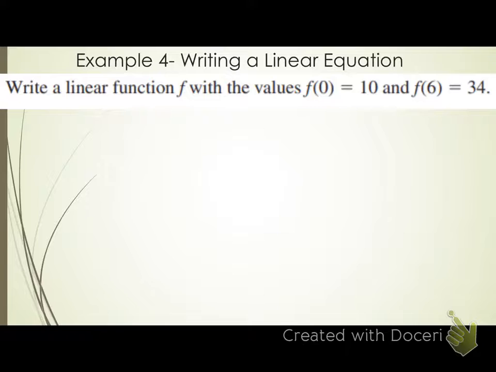Okay, so how does that help me? Yeah, you're on the right track. Your y-intercept is 10. So what's the ordered pair for a y-intercept of 10? 0, 10. Very good. Do I know another ordered pair? 6, 34. Very good.